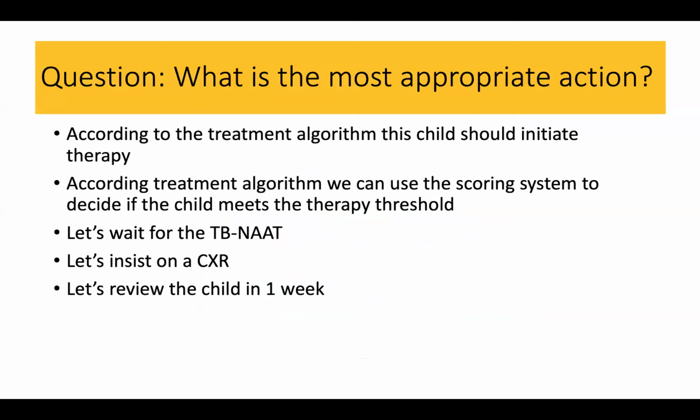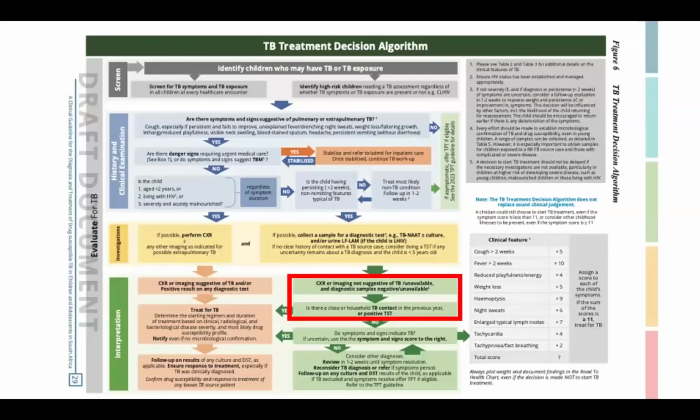So maybe, Juaneta, you can say, according to the treatment algorithm, should this child be started on treatment? Or should we use the scoring system to decide? Should we wait for the NAT? Should we insist on a chest X-ray, or can we review this patient in 1 week's time? You mentioned that's an option and that the algorithm never replaces sound clinical decision-making. I want to just remind you, in case you forgot the treatment algorithm, Juaneta, this is where we are. What do you think?